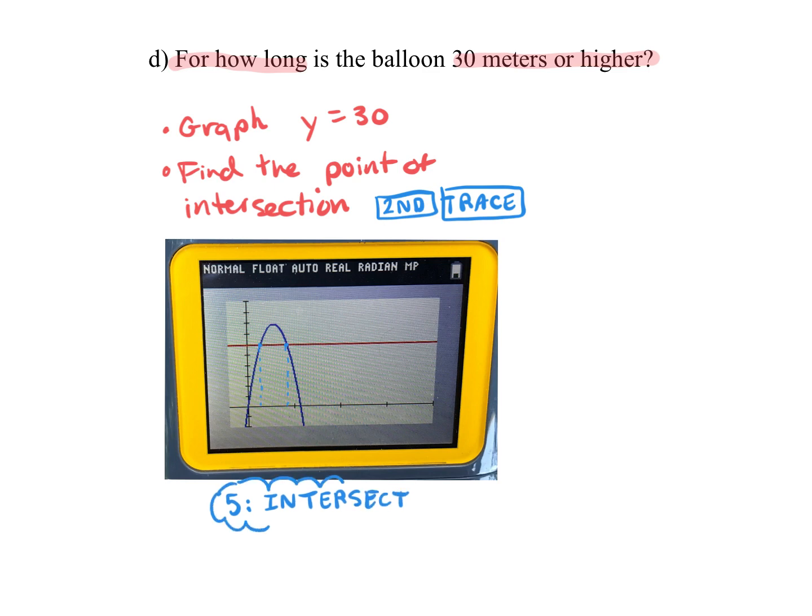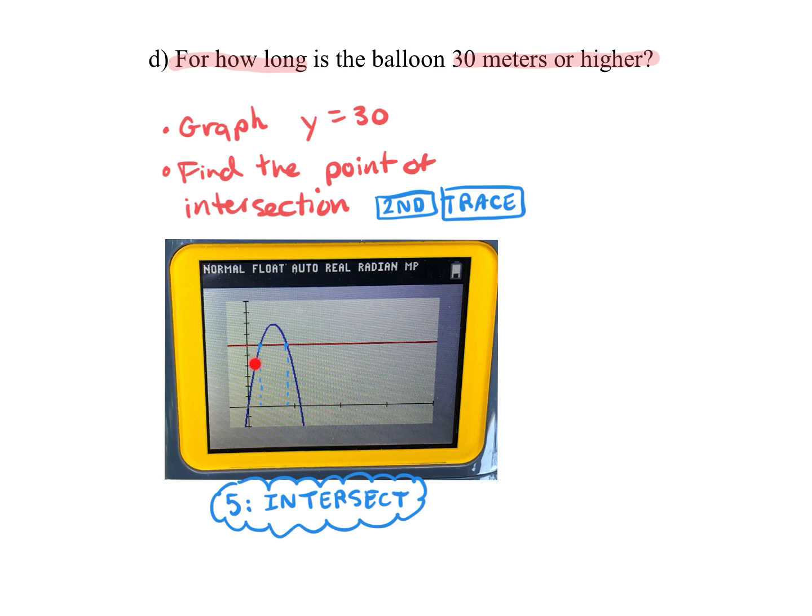So you're either going to hit 5 or you're going to scroll down and hit enter. Now when you do that, your calculator is going to ask you, it's first going to say first curve. So you're actually going to scroll your cursor until you find your cursor, and you're going to see which curve it's on. For me, it started on the quadratic, and I scrolled it over until I was close to this first point of intersection. I scrolled it somewhere around here, and I hit enter.